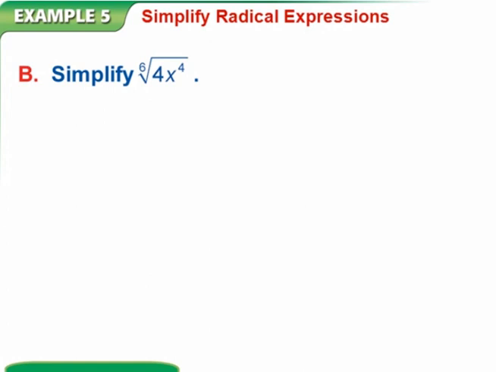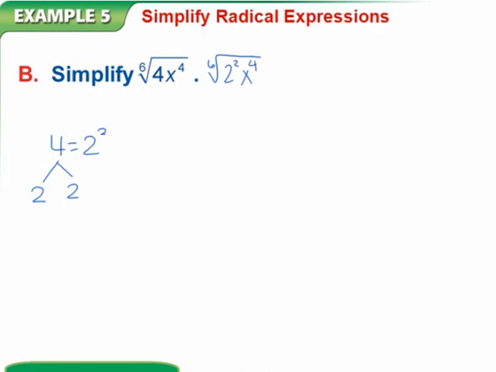Alright, our next example, the 6th root of 4x raised to the 4th. So again, we're going to want to start this out by doing some prime factorization on 4. 4 just is 2 and 2, or 2 squared. So we'll rewrite it as the 6th root of 2 squared x to the 4th.